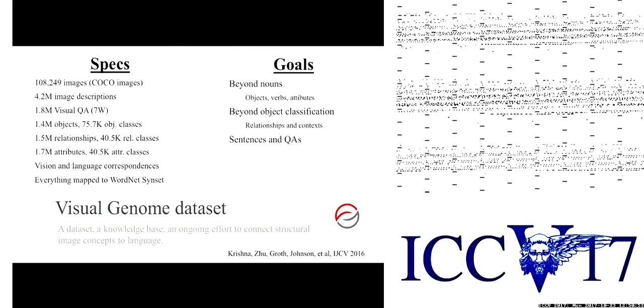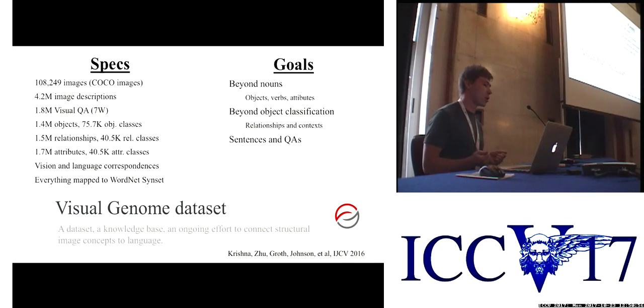So in total, the Visual Genome data set has about 108,000 images with 4.2 million region-level image descriptions. We have visual question answers. We have 1.4 million objects, 1.5 million of these semantic relationships to form scene graphs. We also provide annotated attributes for the objects. And the idea behind the Visual Genome data set is to provide something that goes beyond objects and beyond nouns, and provide these rich graph-based annotations that can enable much more interesting tasks.